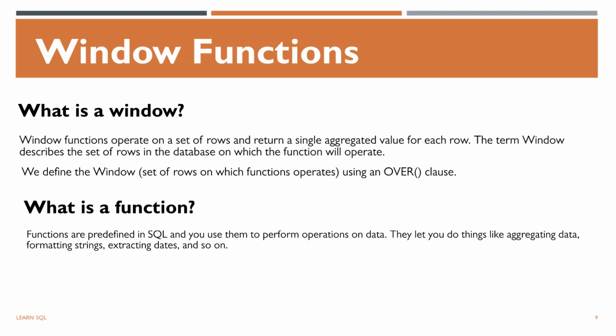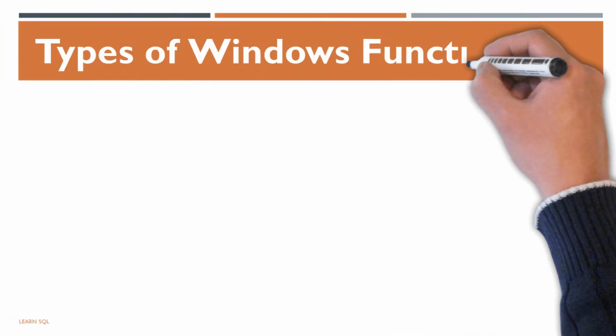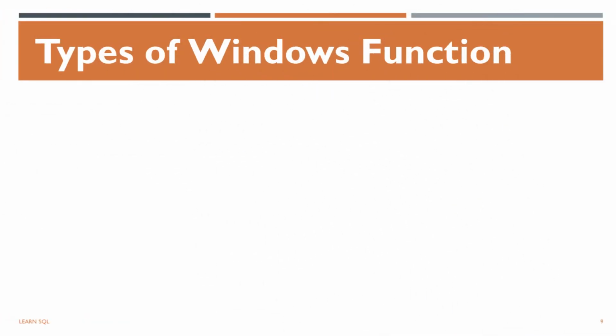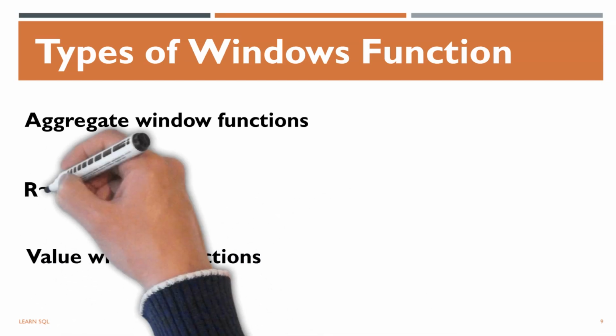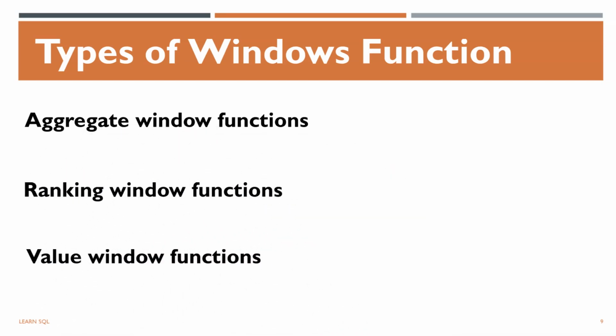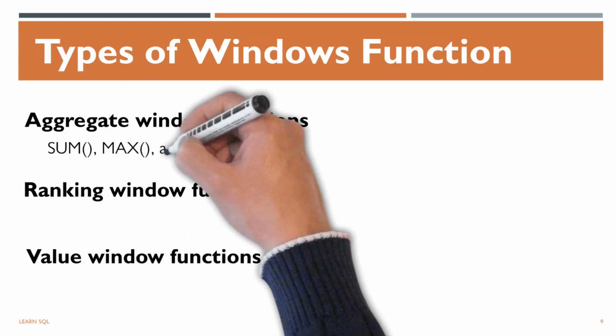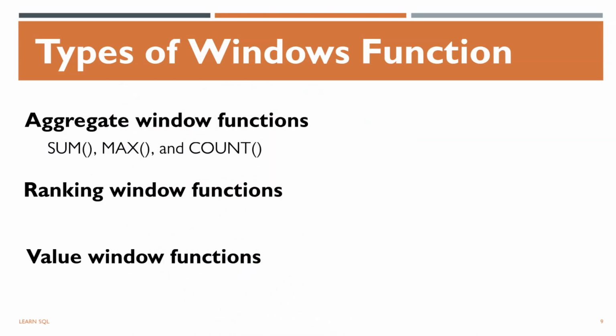Before we go into the syntax of window functions, let's have a look at the categories of window functions. There are a lot of functions that exist in SQL, but they are primarily categorized into three different types. You have aggregate window functions, value window functions, and ranking window functions. Aggregate functions are used to perform operations on a set of rows in a window. They include sum, max, count, and other functions like average.